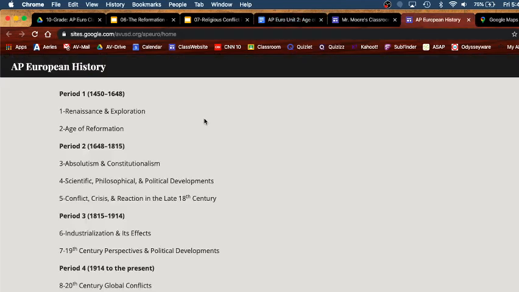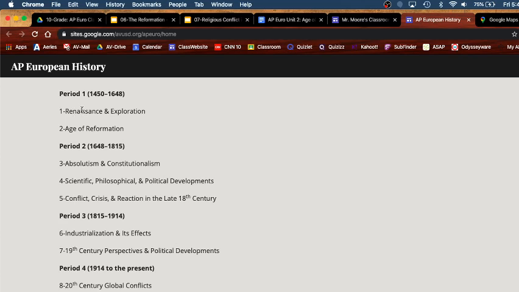As a reminder to all of you, there are 4 distinct time periods that this class is broken up into. And during time period 1 that covers from 1450 to 1648, there's 2 units. There's one unit on the Renaissance and exploration, and there's another unit on the Age of Reformation. Please remember that these things overlap each other in many respects. There are people who are out exploring while Martin Luther is trying to reform the church.